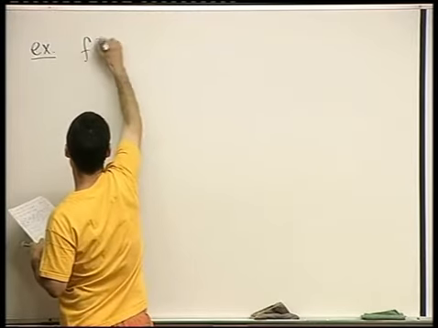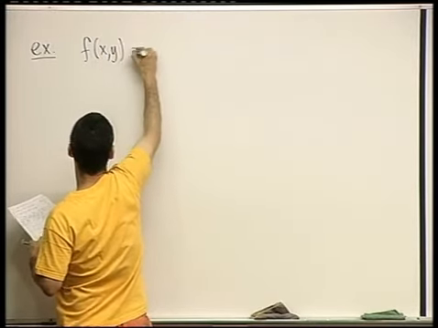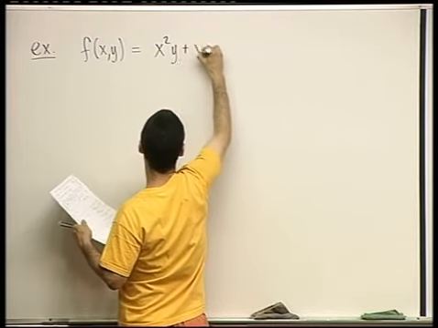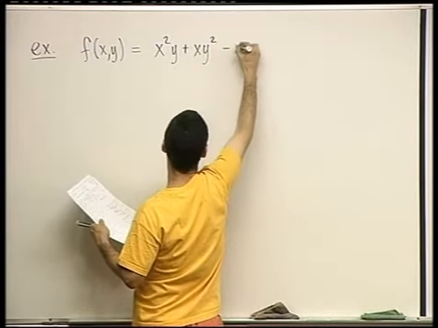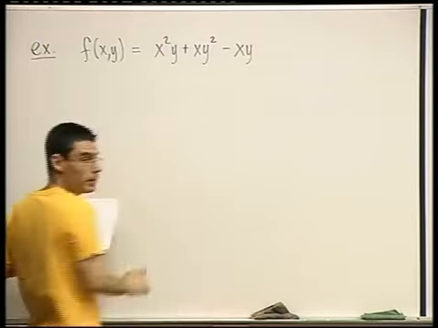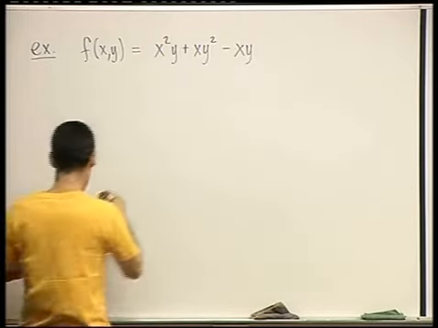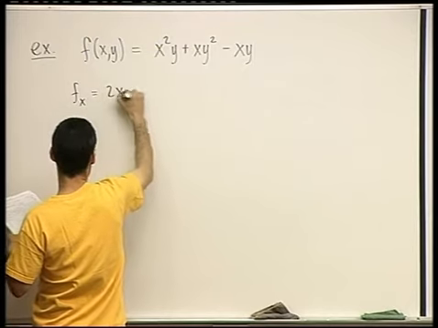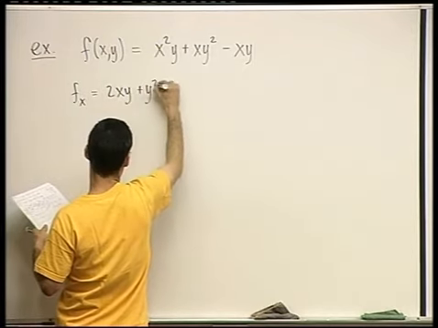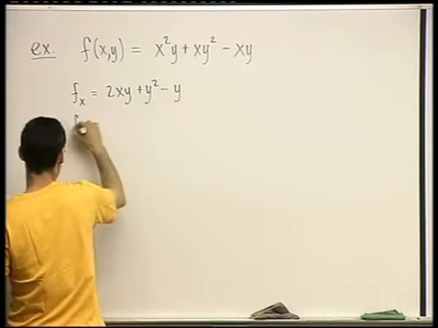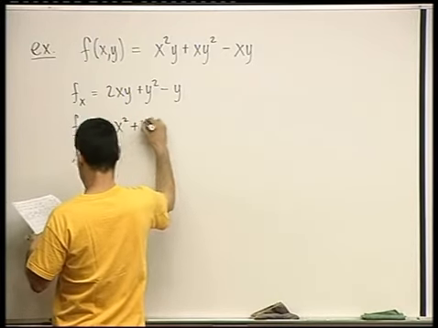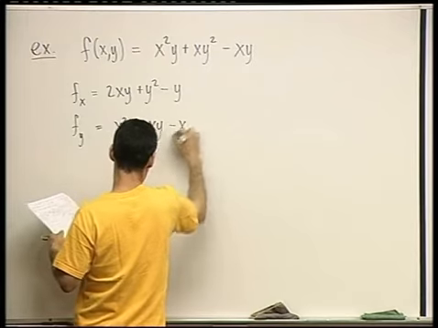The function that we were looking at was the function x squared y plus x y squared minus xy. Remember this example? And we found that fx was 2xy plus y squared minus y, and fy was x squared plus 2xy minus x.